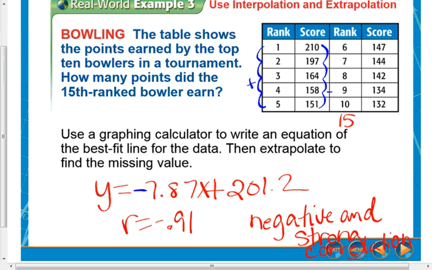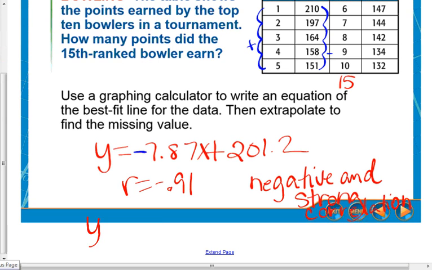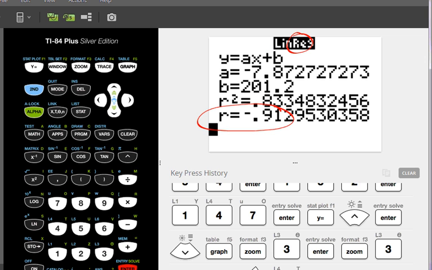Okay? Now we need to use that to predict the value. And you could do it two ways, okay? The first way you could say is y equals negative 7.87 multiplied times what they want us to predict, which was 15, right? So the 15th ranked bowler. So what's going to be 15, x or y? If you said x, very good, okay? So we plug in 15 and we add 201.2. You could do that, or you could get really slick about it.